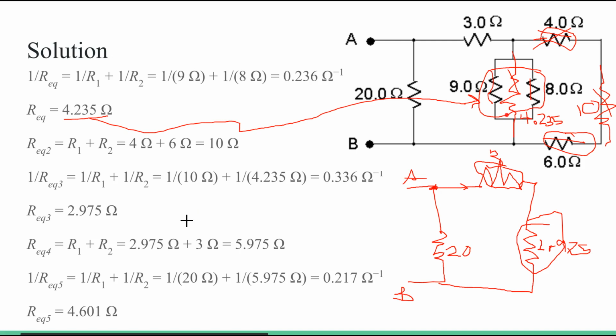And now you can use the parallel formula. So you have 1 over the fifth equivalent resistance equals 1 over R1 plus 1 over R2 equals 1 over 20 ohms plus 1 over 5.975 ohms equals 0.217 inverse ohms. Then take the reciprocal, you get 4.601 ohms. So that's the equivalent resistance of this entire combination.